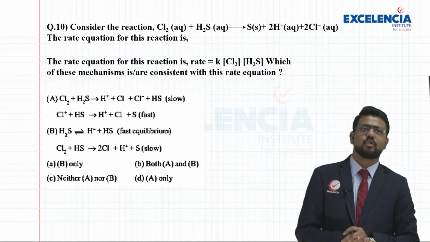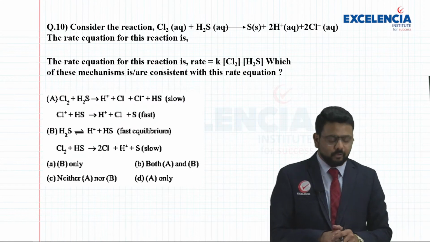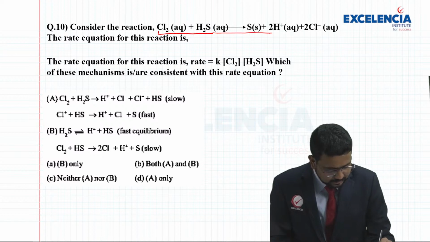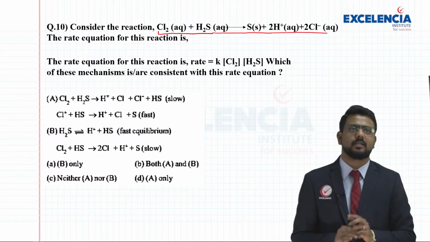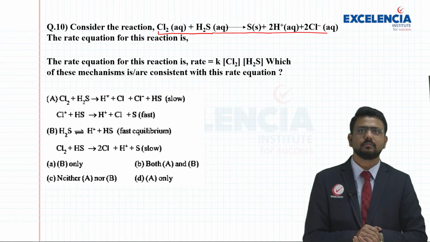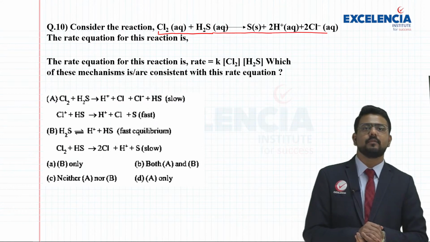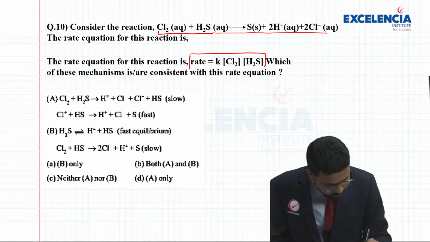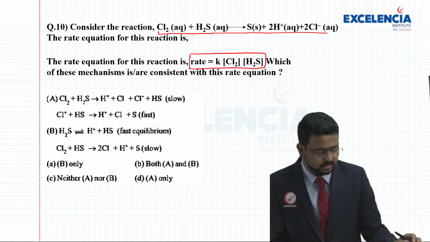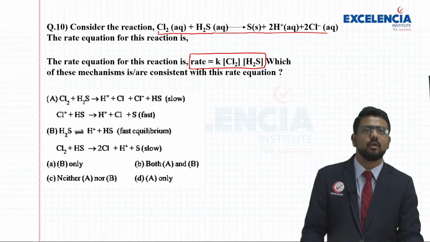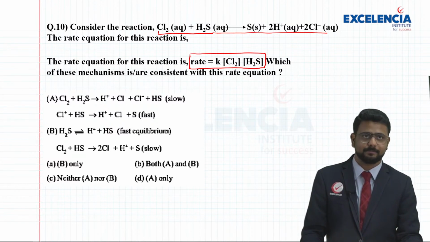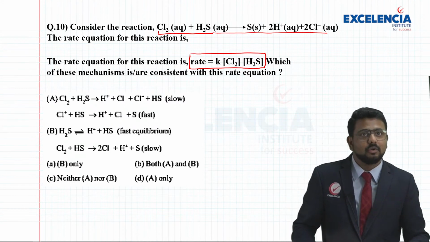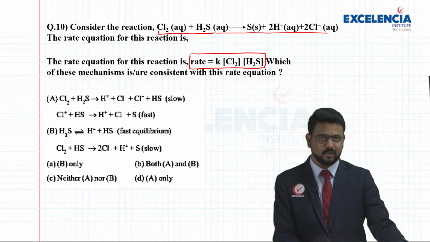Okay, moving on with the next question here. You have to consider one reaction here, that is Cl2 plus H2S gives you S plus 2H+ plus 2Cl-. Now this is the reaction. The rate equation for this particular reaction is given to you as rate equal to K times concentration of Cl2 times concentration of H2S. The question is, which of these mechanisms is or are consistent with the rate equation?